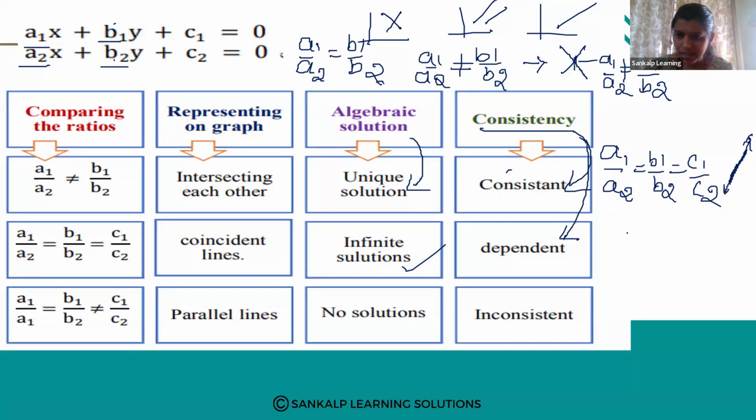Next, if we get the result A1 divided by A2 is equal to B1 divided by B2. That means this ratio and this ratio are same, but it is not equal to C1 divided by C2. At that time, graph will be parallel lines.